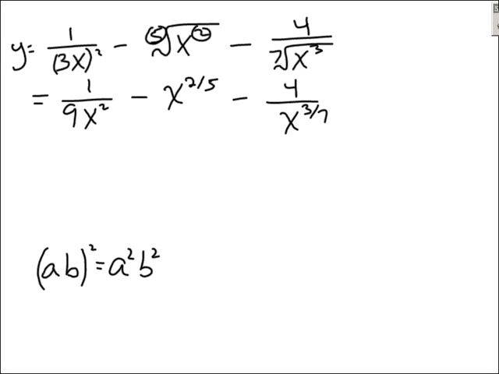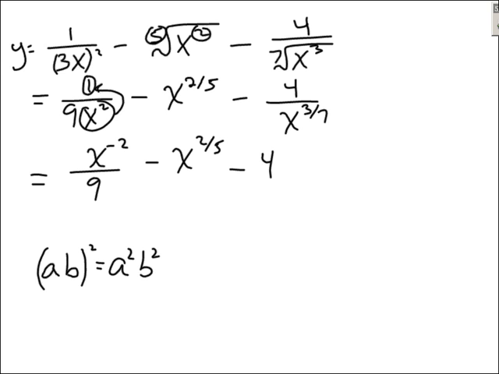Okay, now we're in a position to write it where all the x's are in the numerator. I can take this x, put it on top. The 9 stays on the bottom, but the x squared goes up to x to the negative 2. Minus x to the 2/5 minus 4. Bring this mess to the top to change the sign of the power.